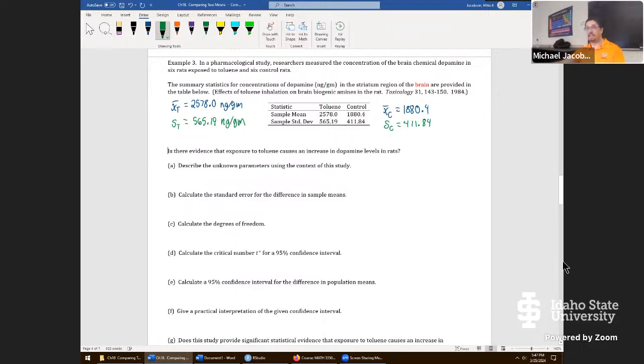But maybe one other thing to put down, the sample sizes are also important, and they can fluctuate on these. The most powerful studies will have balanced sample sizes. Same number used for toluene, same number for control. That's not always a guarantee, and it's not always reasonable. Sometimes that's really hard to do in a study. But they said somewhere here, there were 6 rats exposed to toluene and 6 control rats. So we can say NT, the sample size for toluene, is 6. And over here, NC, 6 as well. So that's our 6 variables all put down. Now we're ready to get started.